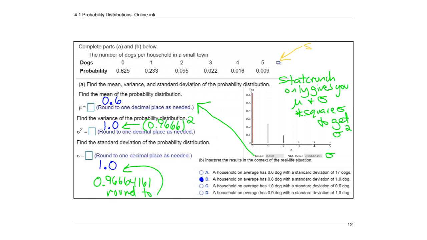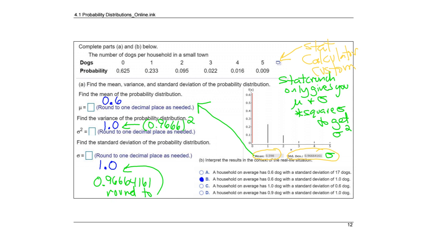Okay, and then I'm going to go to Stat, Calculator, Custom. I'm going to put the dogs in for my X variable, and then the probability in for the weights. I'm going to hit compute. When I do that, I get my mean right here, and I get the standard deviation right here.